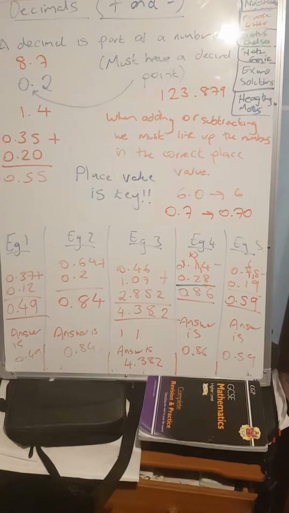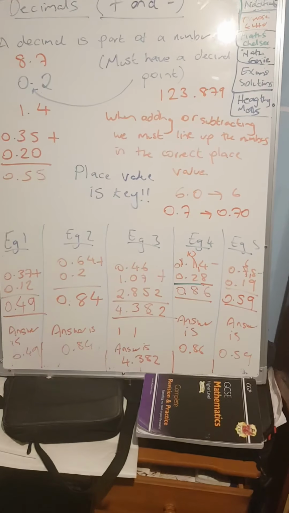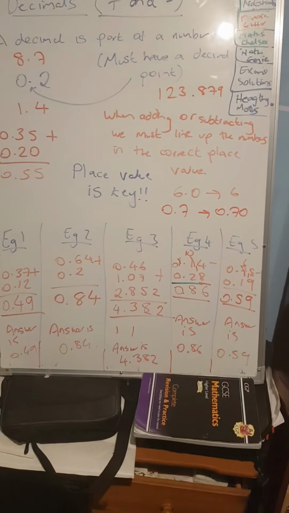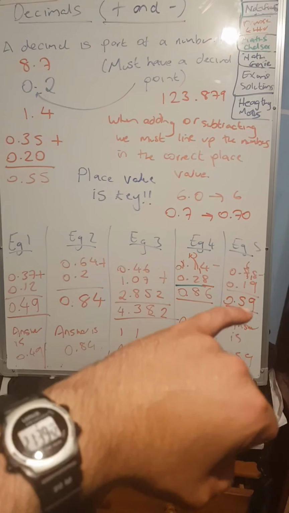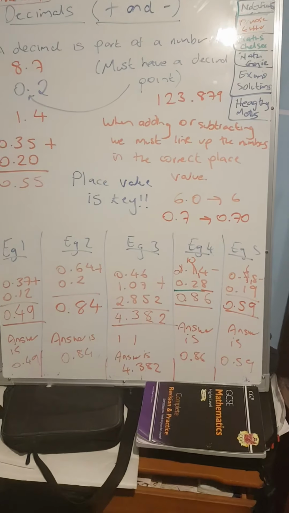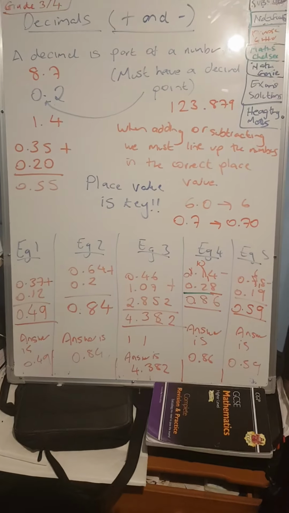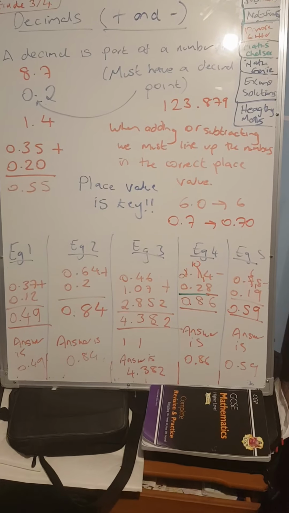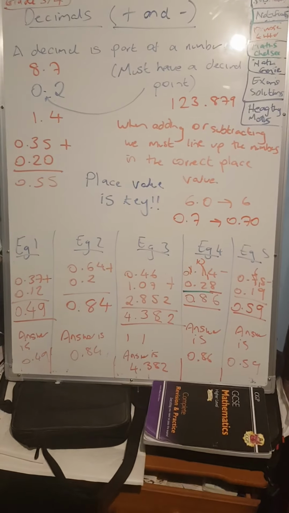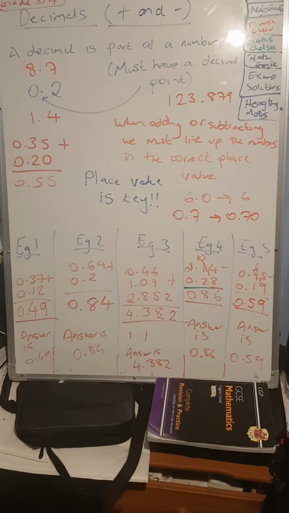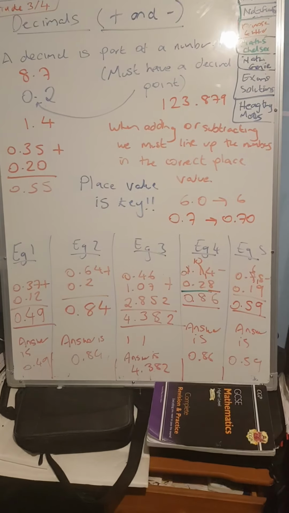And then lastly, 0.78 minus 0.19. Again, guys, 8 take away 9 I can't do. So I take off 1 from the 7, so it's a 6. So it's 18 take away 9, which is 9. 6 take away 1 is going to be 5. And then 0 take away 0 is going to be 0. So the answer is 0.59.